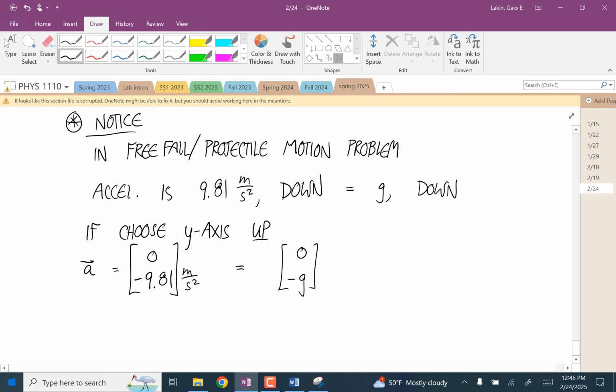Okay. For the negative 9.81, remember that what g means is 9.81 meters per second squared. So anytime you have 9.81 meters per second squared, you can replace it with g.